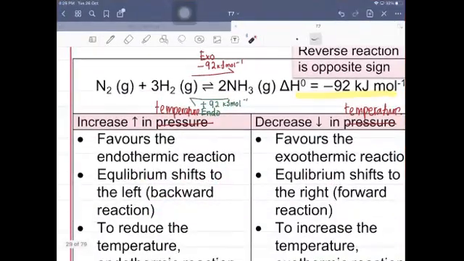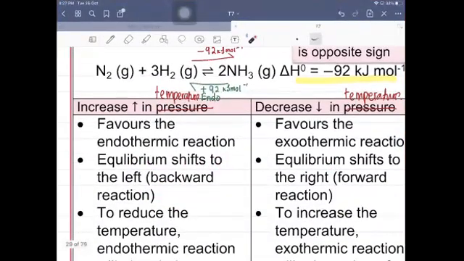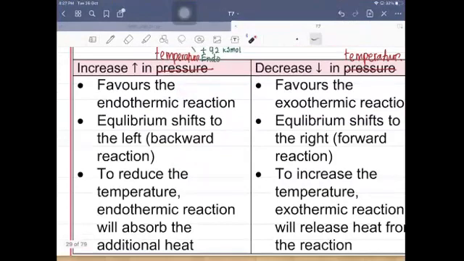Explanation: increase in temperature favors the endothermic reaction. We've talked about that. The equilibrium shifts to the left. Yes, this is because the endothermic reaction takes in heat, therefore it reduces the temperature. Take in heat or absorb is the same thing.